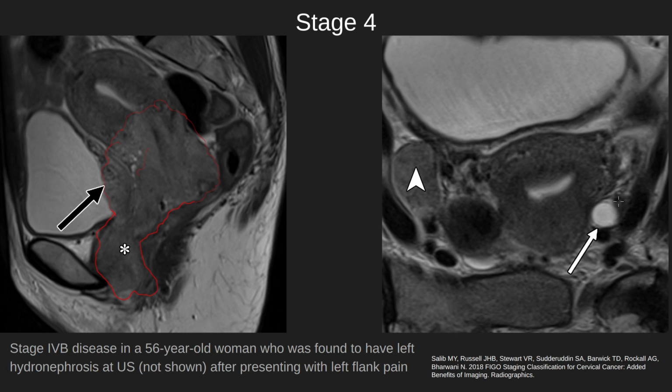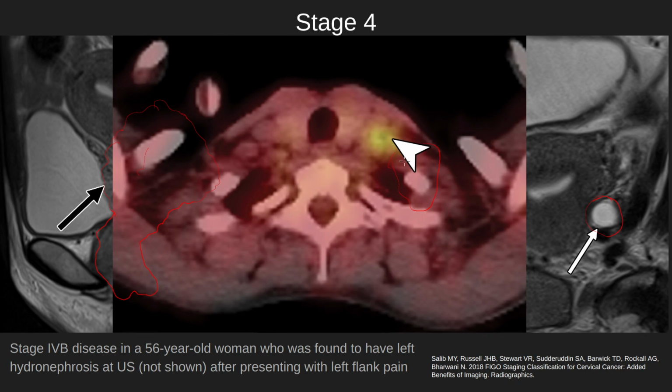On the axial T2 weighted images, we can see a dilated left ureter, and then there is enlarged right pelvic lymphadenopathy. Dilated ureter with transition point at the level of mass is suggestive of pelvic sidewall involvement. The patient underwent PET-CT, and we can see there's this hypermetabolic left supraclavicular lymph node. So with distant metastatic disease being positive in this patient, this becomes stage 4B disease.